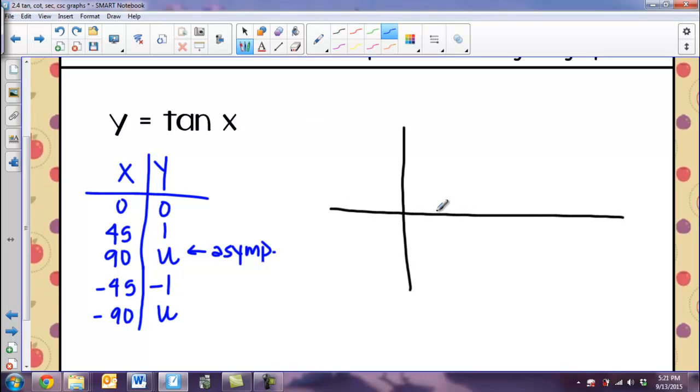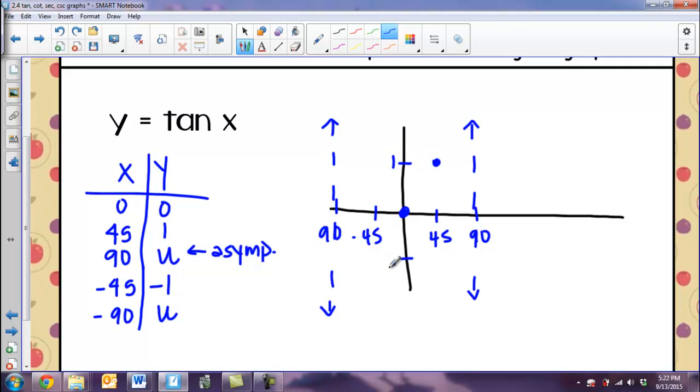And again, I'm doing this in degrees. So we have 0, 45, 90. Then we have negative 45, and we have 90. So wherever you have U's, that means that you're going to have an asymptote. So you're going to draw in that asymptote. And we know at 0, my tangent was 0. At 45, it was up here at 1. And at negative 45, it was down here at negative 1.